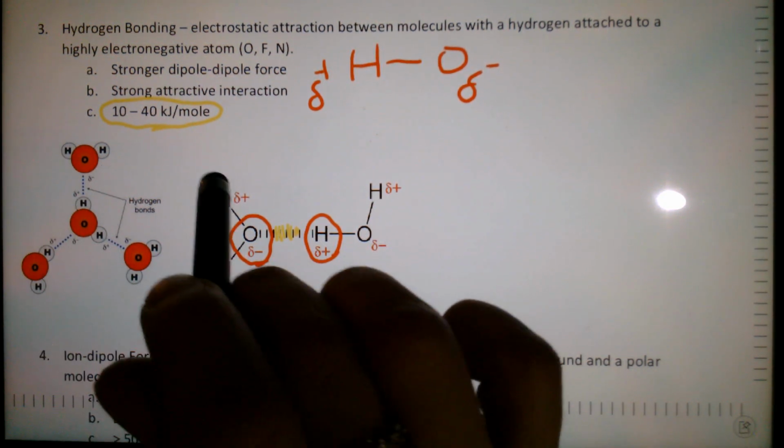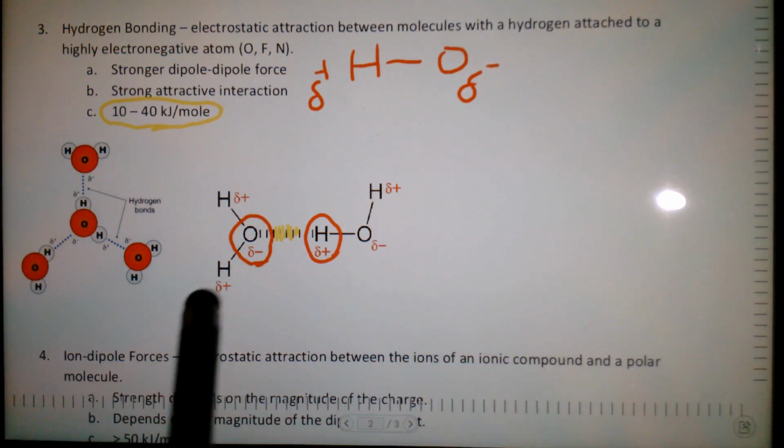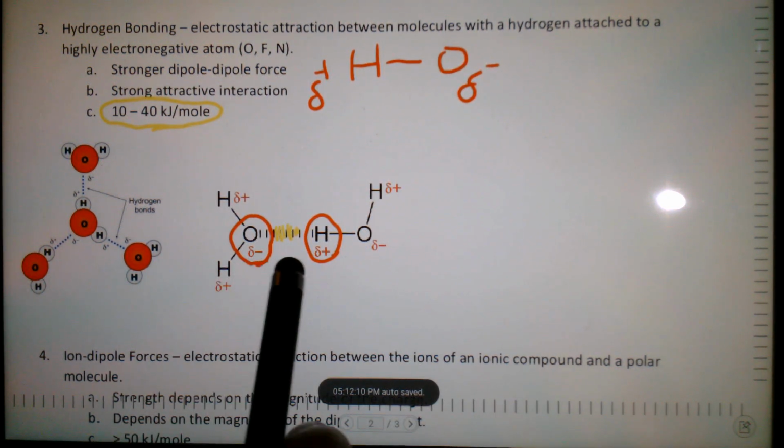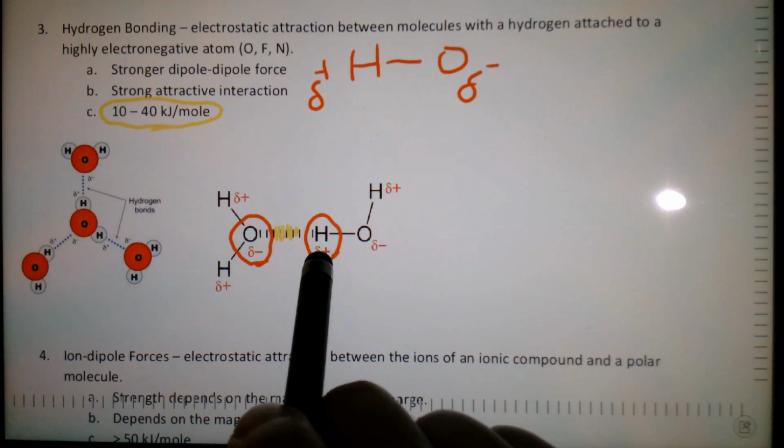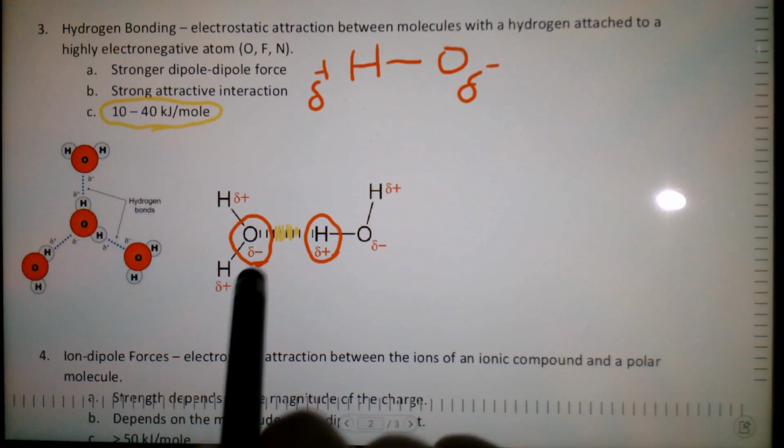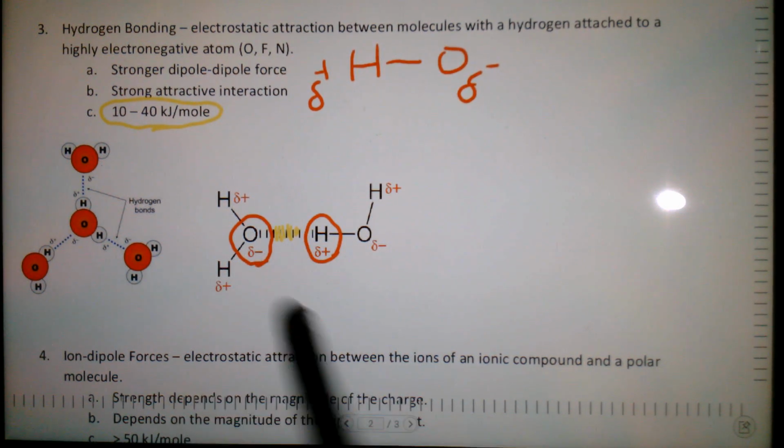But again, we're not breaking any oxygen-hydrogen bonds in the water. It's just one water molecule being attracted to another, because this one is positively charged and this one is negatively charged. So we do feel that force of attraction there.